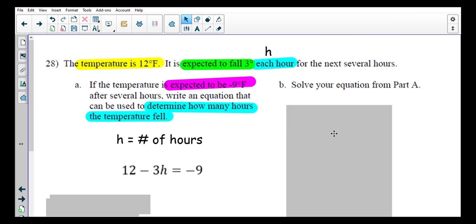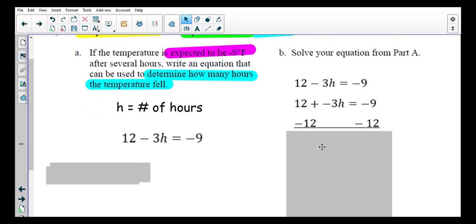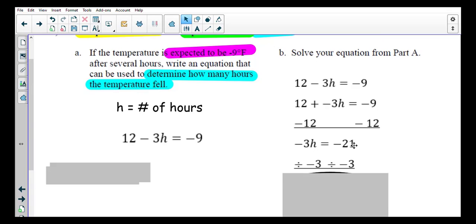Now to solve this one, don't forget, I'm going to say it many, many times. Anytime the variable comes after subtraction, please add the opposite. So we're going to get rid of this plus 12 by subtracting 12 from both sides. We get negative 3H equals negative 21. Divide both sides by negative 3. Negative 21 divided by negative 3 is going to get us 7.